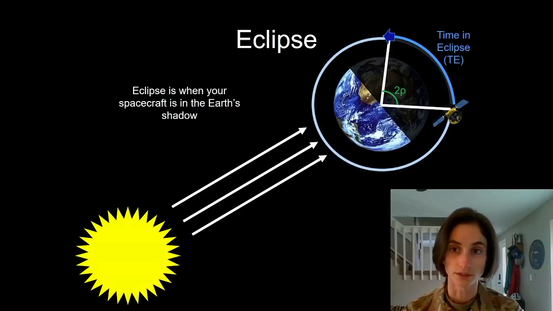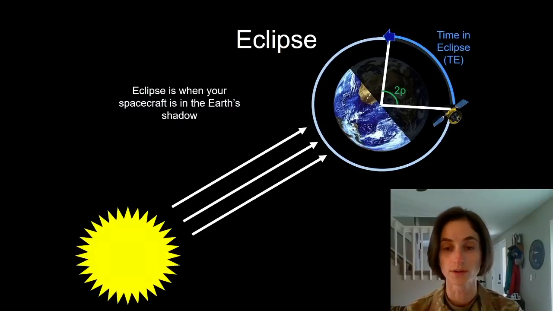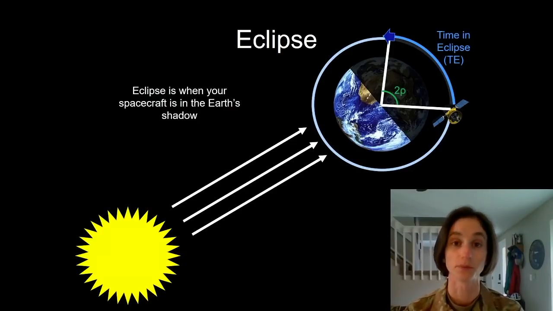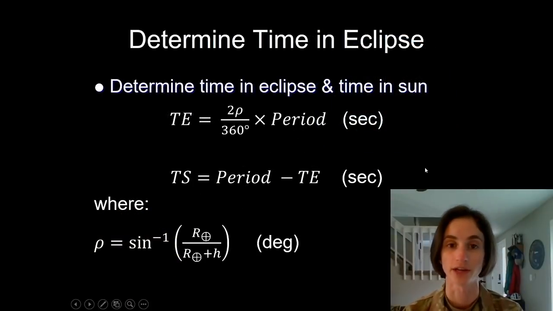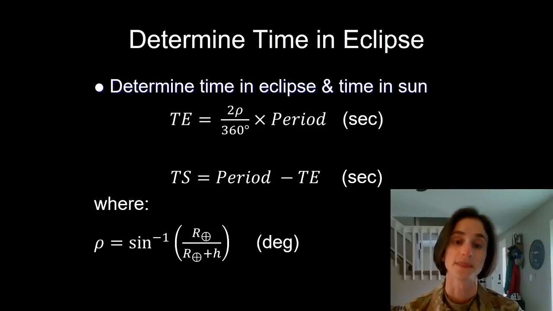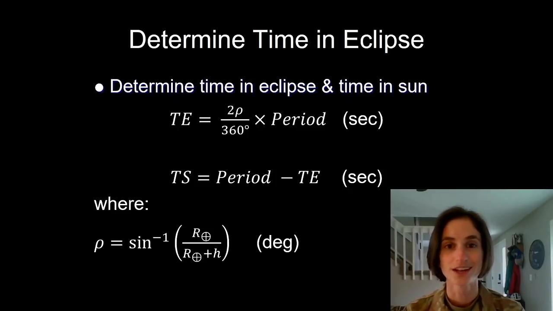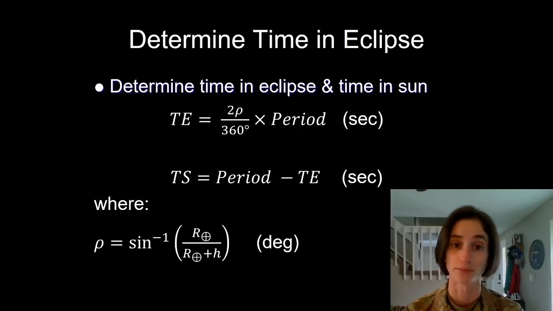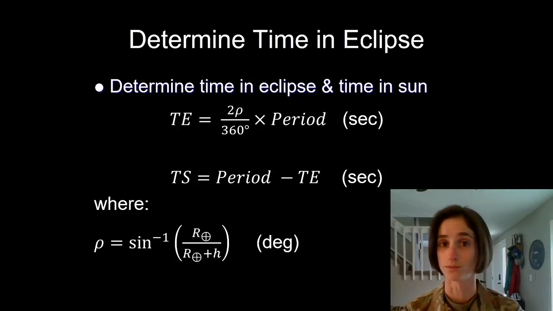The time that you spend in an eclipse is directly related to this angle, 2 rho. That section of the orbit, that amount of the period of the orbit in seconds, is going to be our time in eclipse. So let's talk about how to calculate that. In order to determine your time in eclipse, you take that angle, 2 rho, and divide it by 360 degrees. If rho is in degrees, which it should be, then you get some percentage of the orbit where you're in eclipse. You multiply that percent times the period, and then you get the amount of time that you were in eclipse.